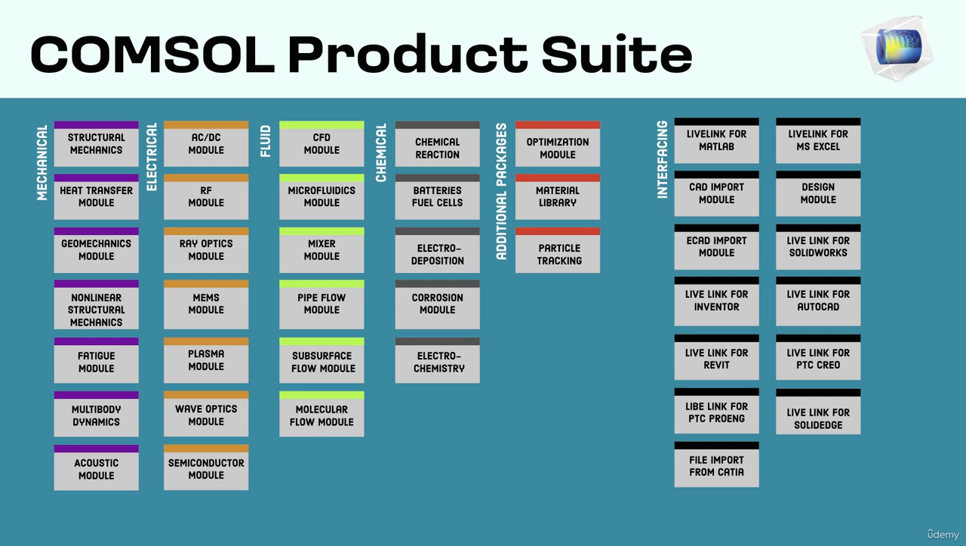The next package is the chemical package, in which you can deal with chemical reaction problems. You can also design your batteries, fuel cells, and deal with electrode deposition problems. Also, it offers a corrosion module where you can design the corrosion problem in COMSOL Multiphysics. Finally, it offers the electrochemistry module as well. After that, it offers some additional packages, for example, the optimization module, where you can perform optimization for your problem.